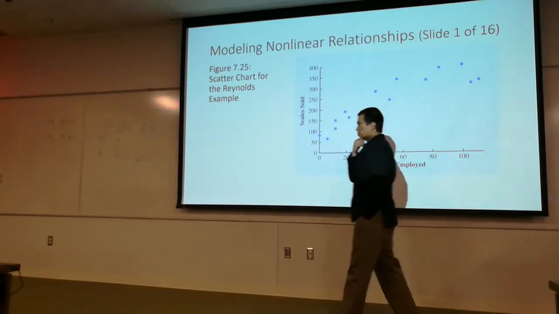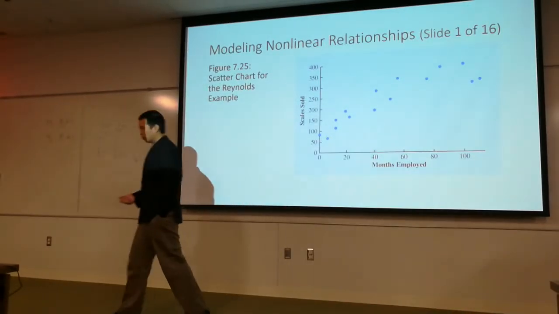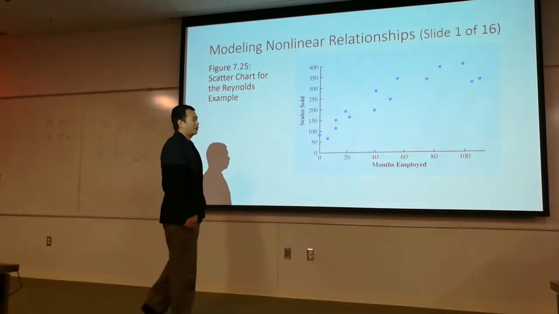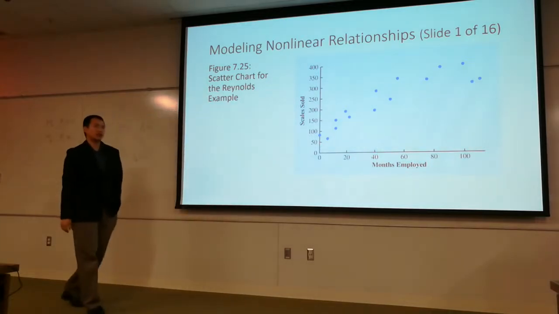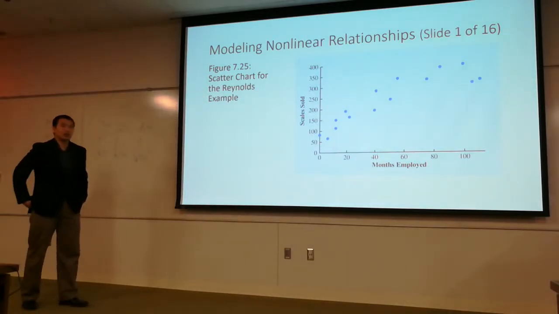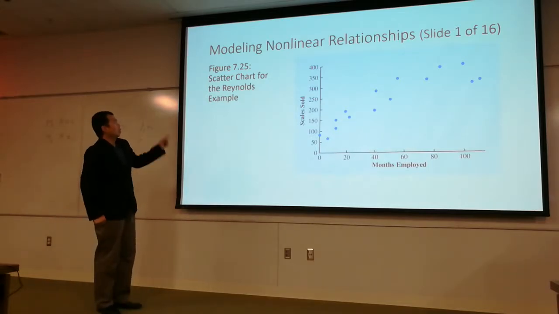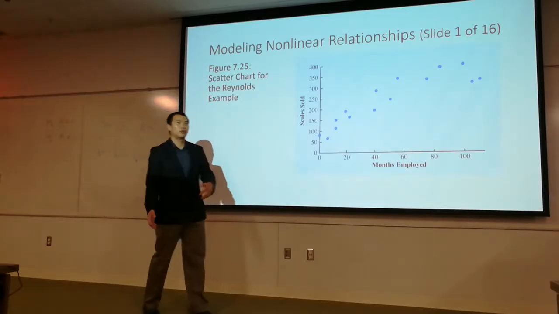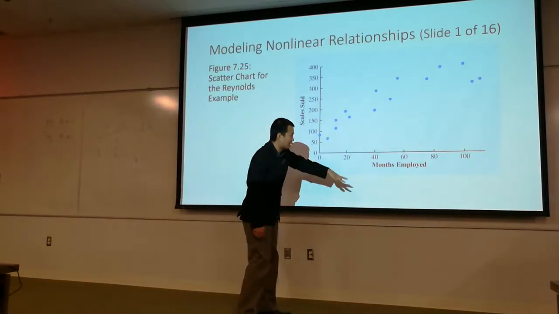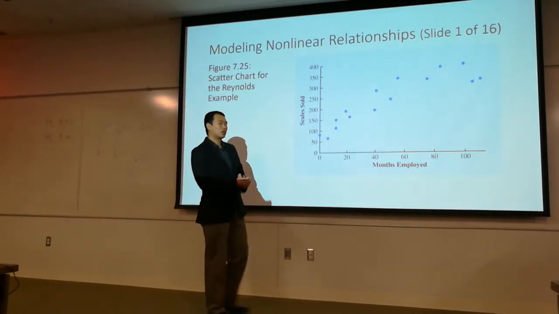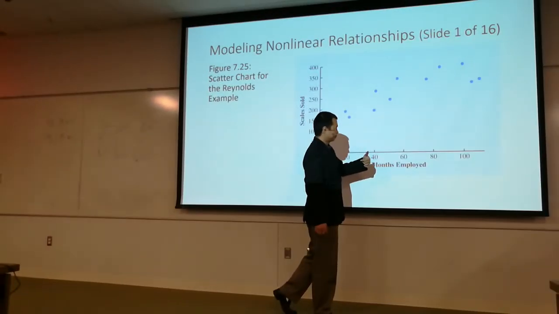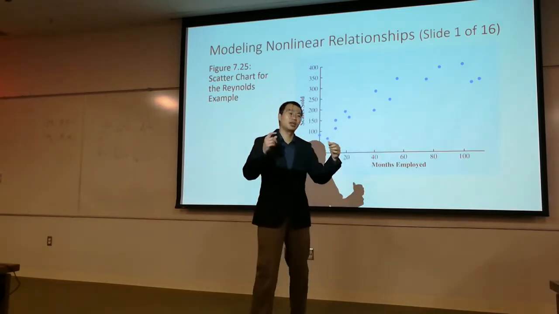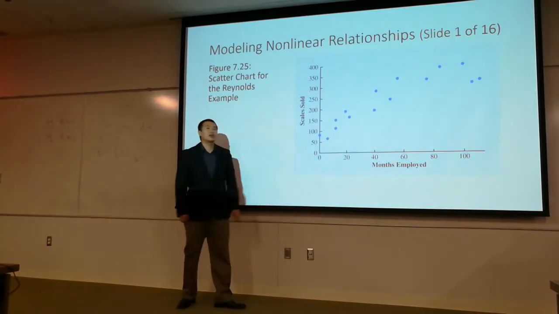After talking about categorical variable in regression model, we are going to talk about how to model nonlinear relationship. We have been talking about the linear relationship for a while, but right now let's talk about nonlinear relationship. We have an Excel file called Reynolds. If we put the data in a scatter plot, this is what we have. It shows the relationship between the months the employee has been employed versus the sales record.